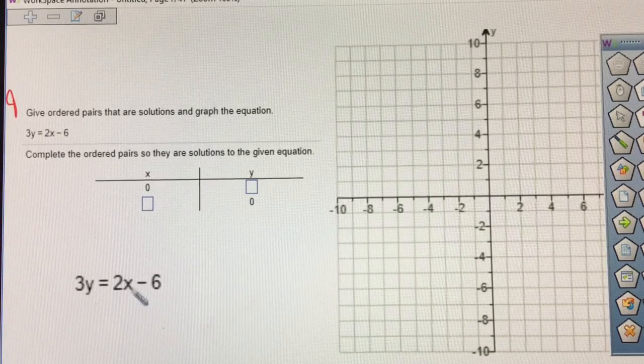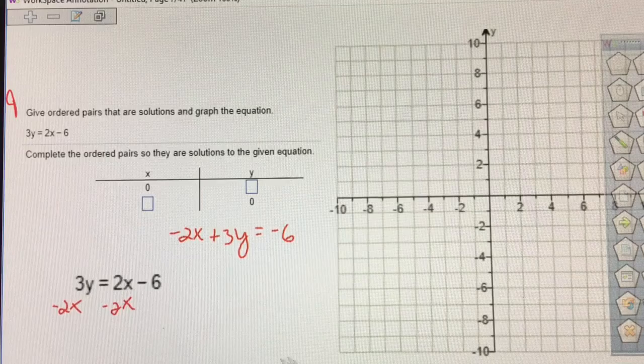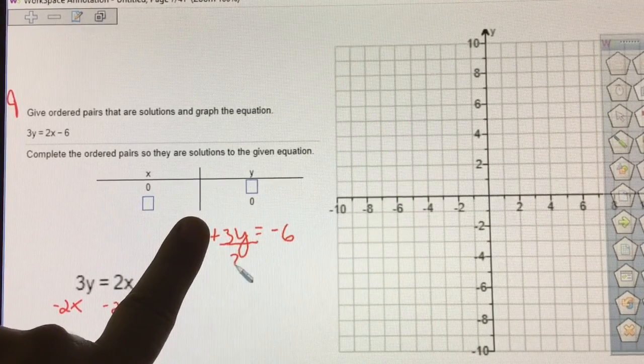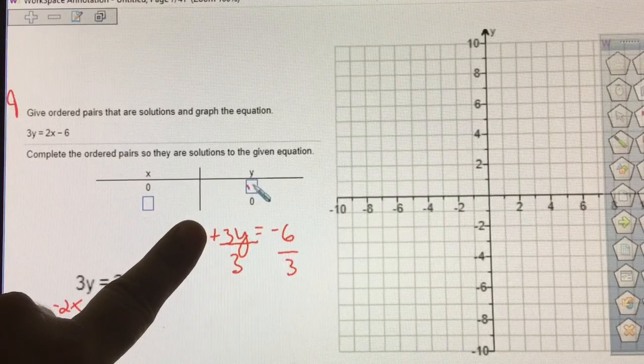First thing I have to do is move this 2x over to the other side. So I'm going to subtract 2x from both sides, and that's going to give me quasi-standard form. So that's going to give me negative 2x plus 3y equals negative 6. Now all I want to do, when x equals 0, is hide that negative 2x and solve this little equation. So I divide both sides by 3. So when x equals 0, I get y equals negative 2.